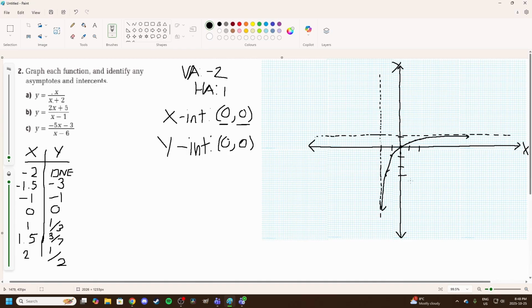The asymptotes, just for clarity's sake, are the dotted lines. So yeah, they're the dotted lines. We don't ever want to cross over them, okay? Cool. I also need to do values over here on the left side, right?